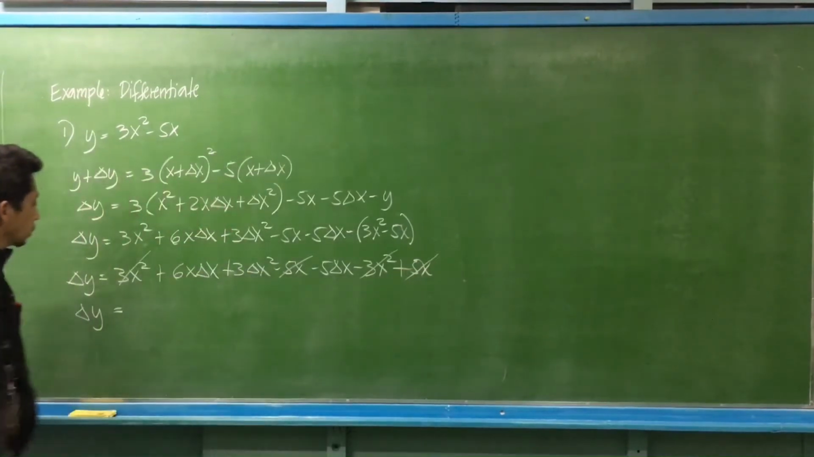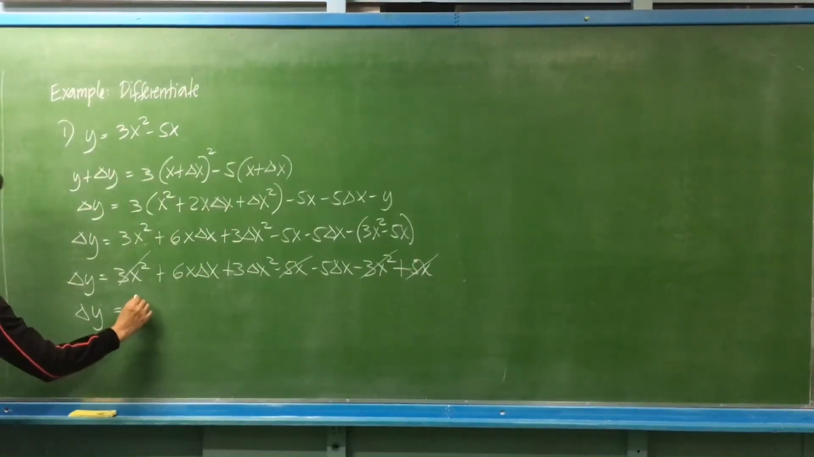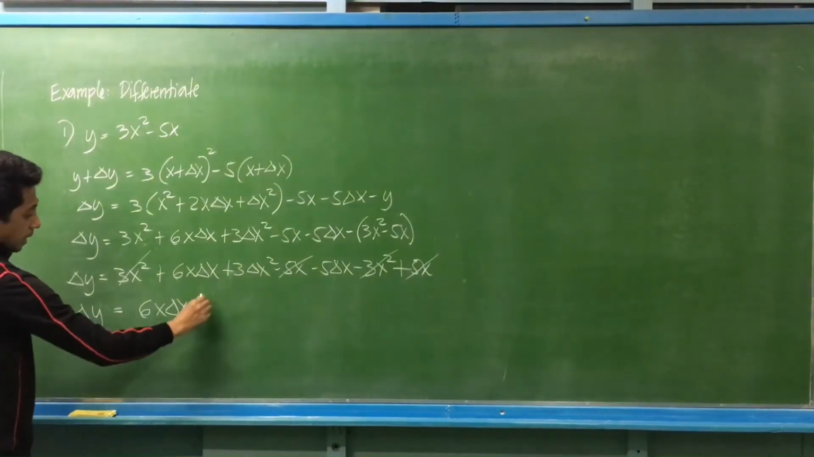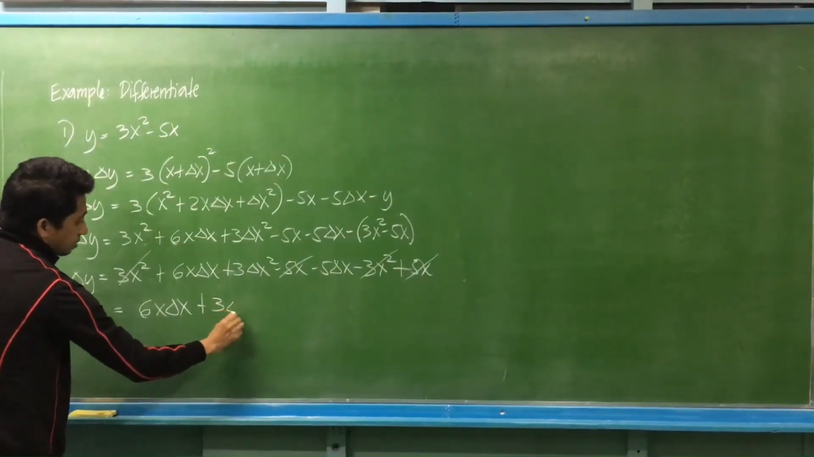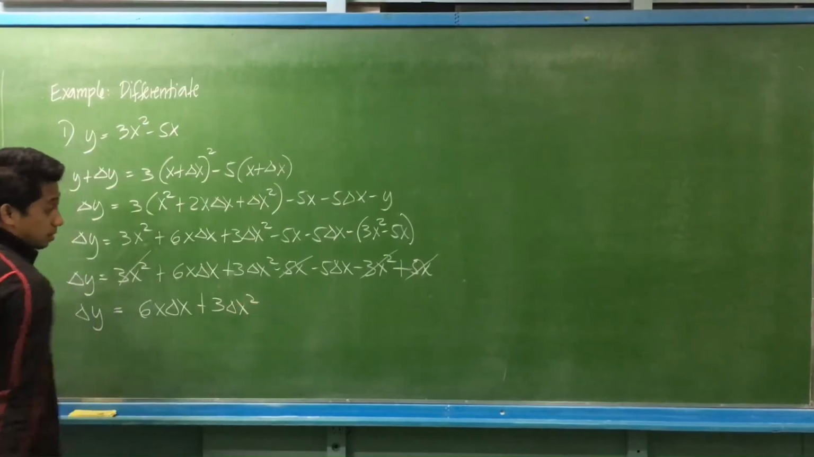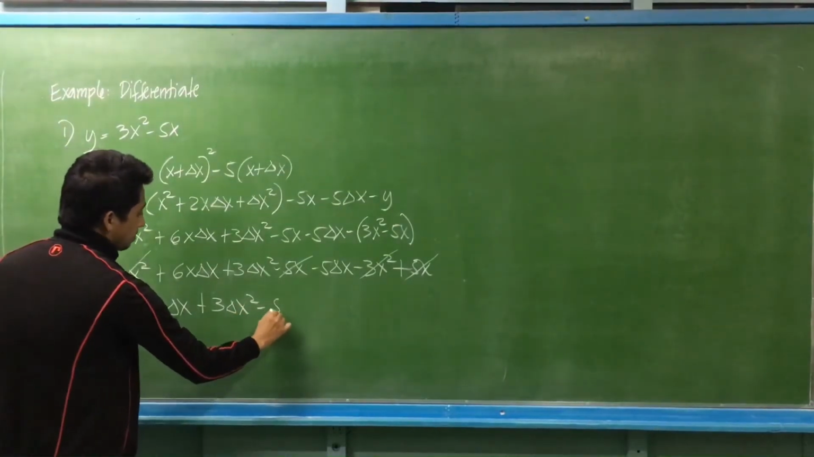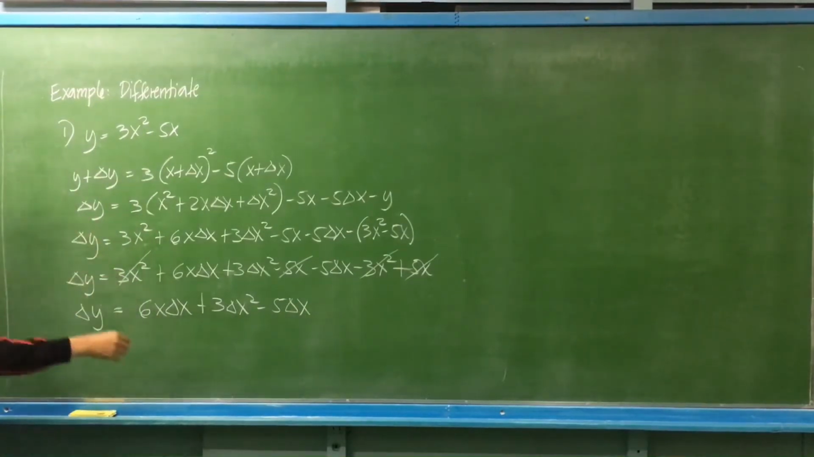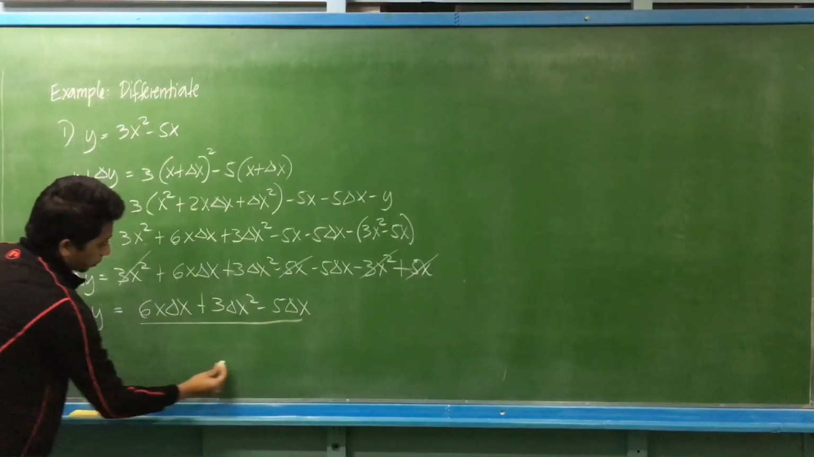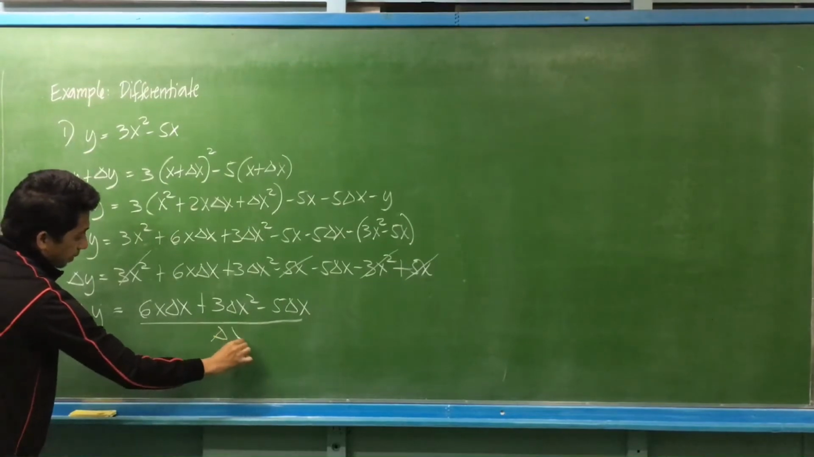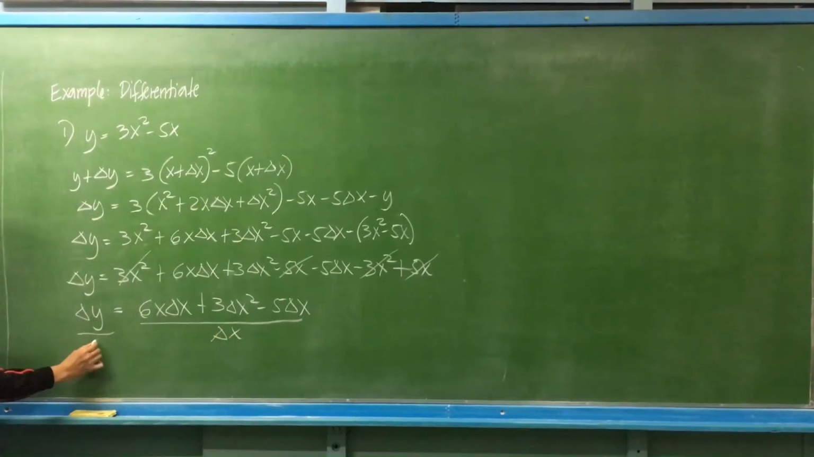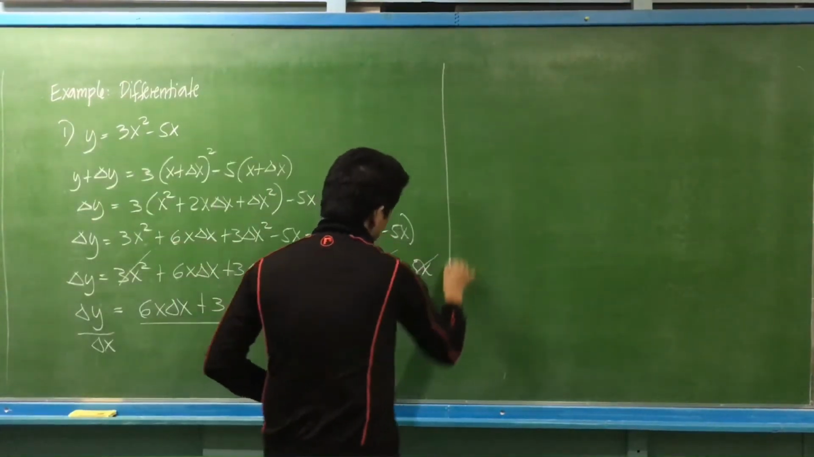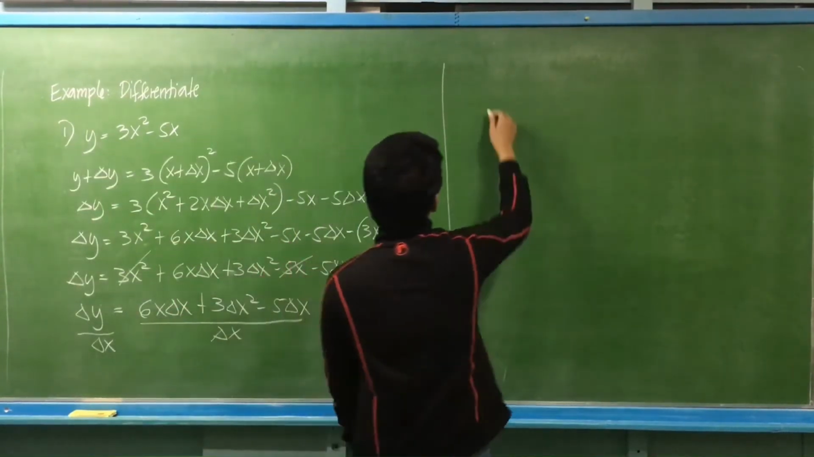5x. Okay, so the remaining terms will be having 6x delta x plus 3 delta x squared, minus 5 delta x. Then, okay, divide all terms. We have to divide all terms with delta x. Okay, so what will be the equivalent of the ratio of delta y over delta x?